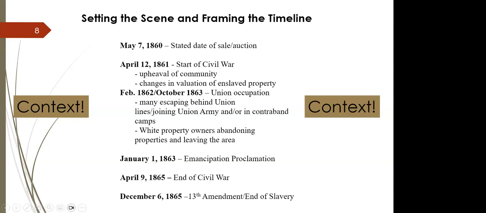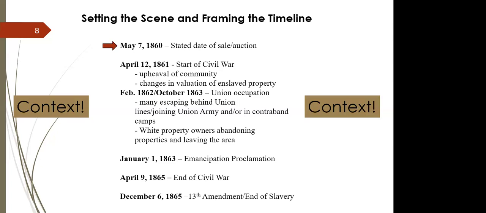Now, it's important that we set the scene and frame a timeline for any genealogical research that we're doing. We must have context for the time and the place that we're researching. And so that is what I started out doing, beginning with May 7th, 1860, which was the stated date of this sale or this auction that supposedly took place. It doesn't say where it took place, but my assumption was that it probably took place in Chowan County, where the enslaved were located.